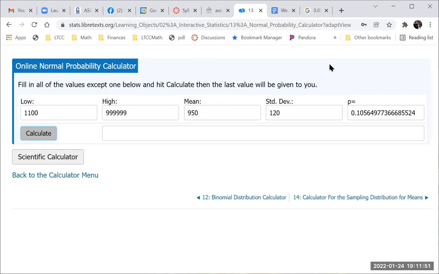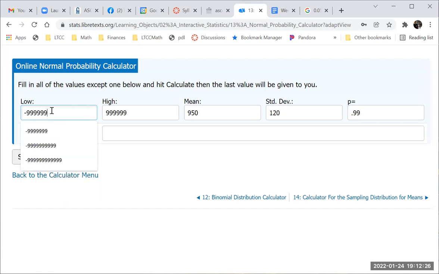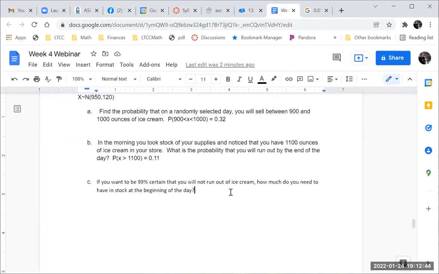So now where does the 99% go? Yeah, that's our P, and not as a 99, but as a 0.99. So we want to be 99% certain. And what is the low? Zero. Okay, you could also put negative 99999 in since it's normal. Zero will work also, it turns out, but I'm just going to put a bunch of nines. The high is the one we don't know. And if you calculate, it says 1,229 ounces of ice cream. Any questions on this example?